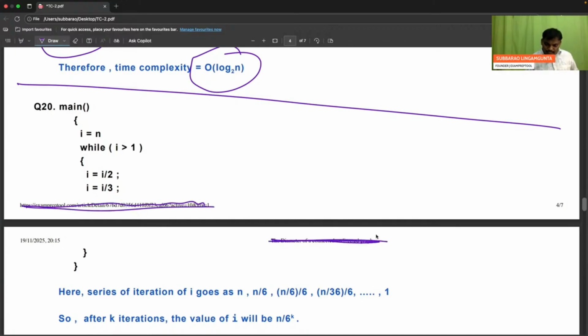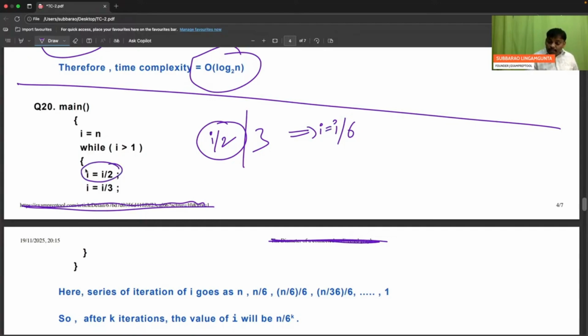Now see the answer. Same story. Everyone listen. You are doing by 2. Whatever you have by 2, again you are doing by 3. So it became i by 6. Initially you did by 2, and on that again by 3, which finally became i is equal to i by 6, always by 6, which will become log n base 6. Question number 20, answer is log n base 6.